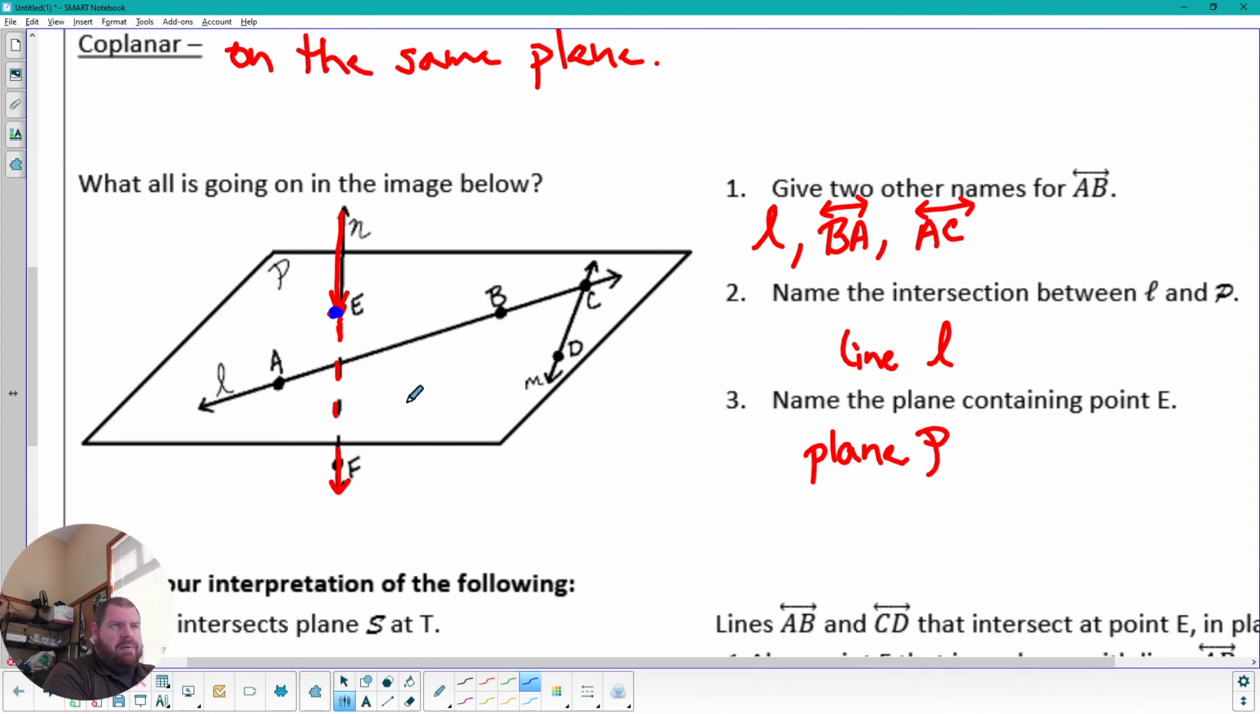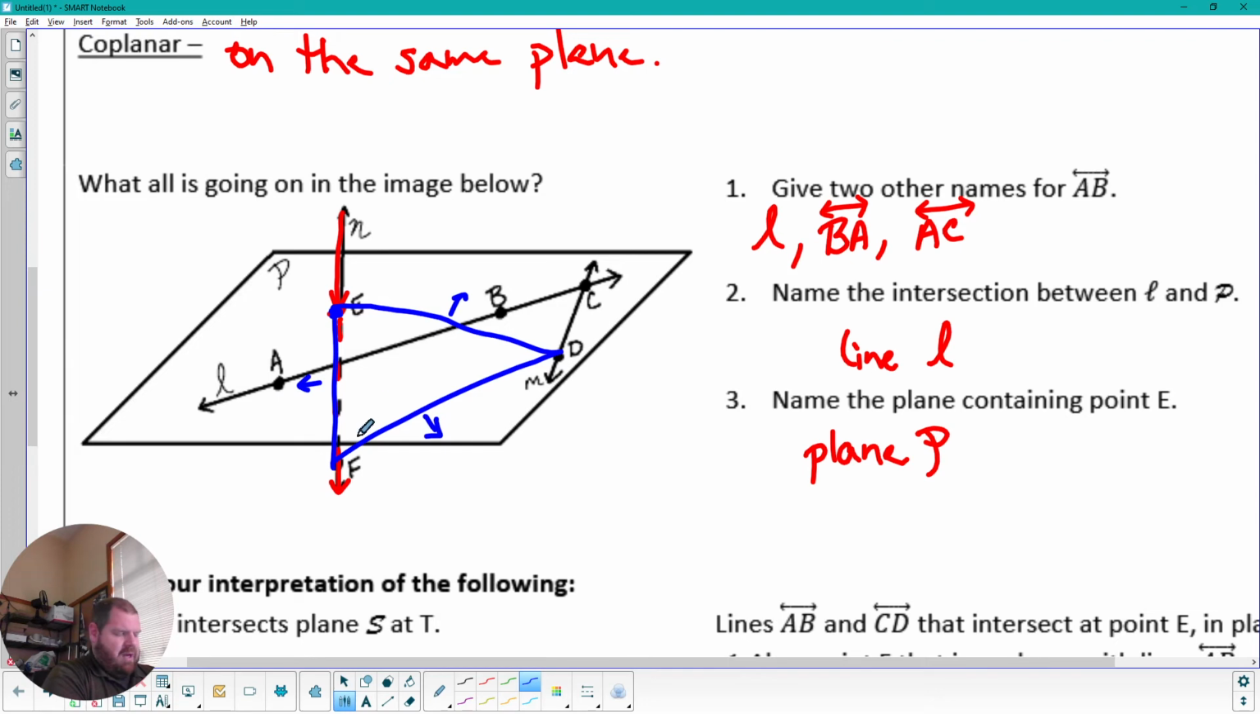The only way to make a plane that's not plane P right now is to involve point F, because point F is off of the plane, it's way below it, all the way out to where we can see it again. So you could say like plane EFD, right? That plane that would extend indefinitely in all those directions would also be another plane, and that one's not the same as plane P.